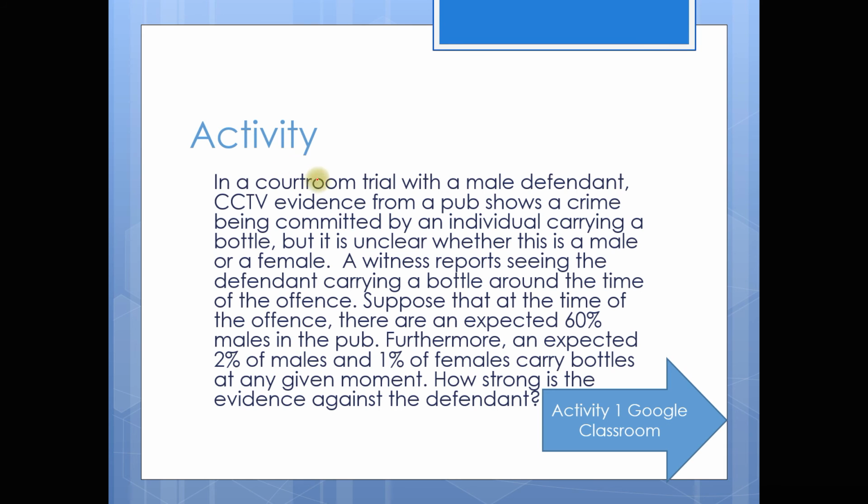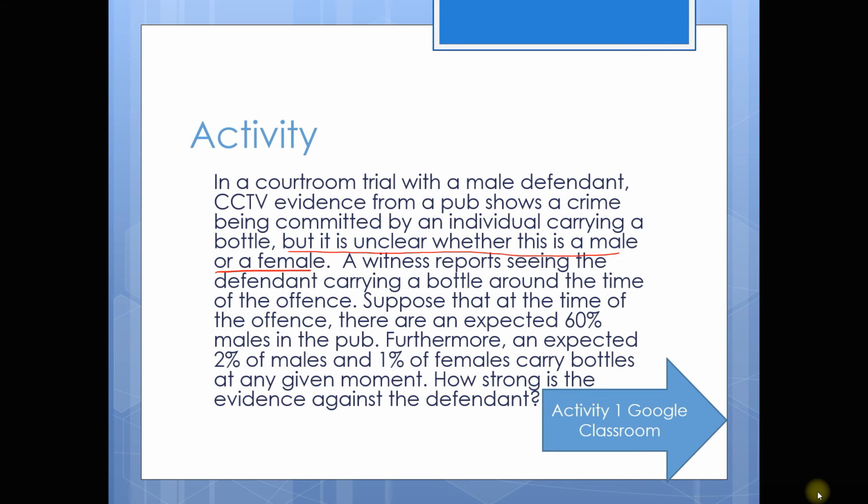So in a courtroom trial with a male defendant, CCTV evidence from a pub shows a crime being committed by an individual carrying a bottle. But it is unclear whether this is a male or female. Just by reading this, I'm going to do this activity together with you. Just by reading this, I get a lot of information about what's going to happen here. What do I mean by that?